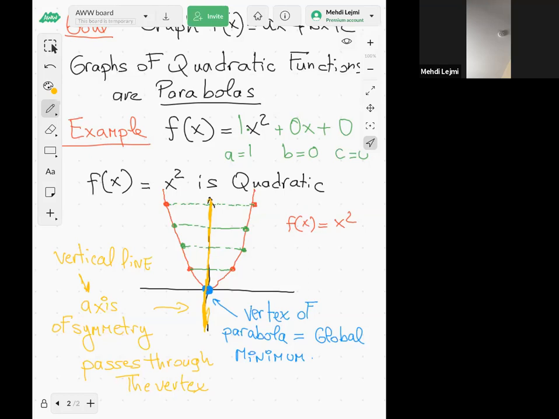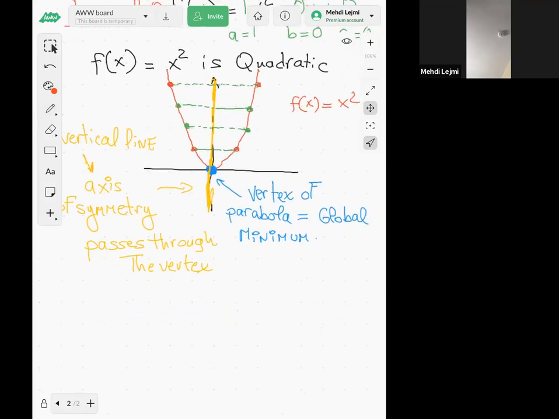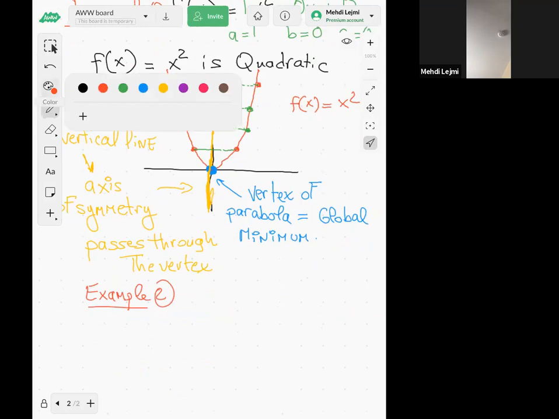Another thing about this parabola is that it opens up, right? So for example, I'm gonna take another example, example 2, and in example 2, I'm gonna graph minus x squared. Let's say my f of x is minus x squared.